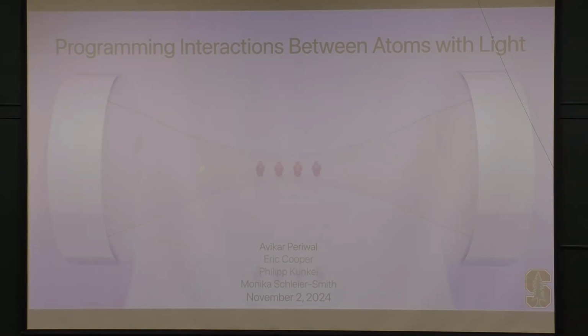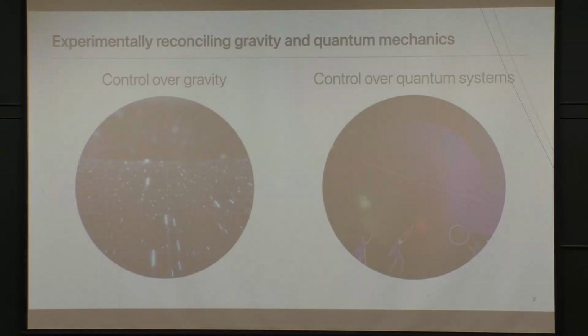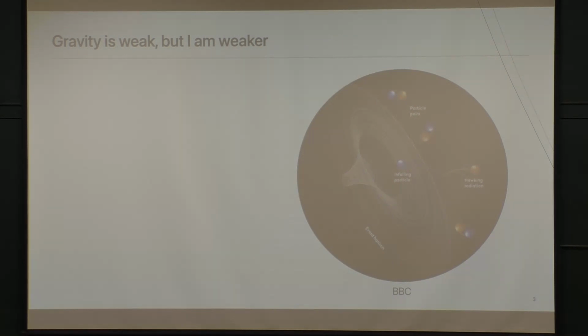So yeah, I'm going to talk about some work that I did in grad school with Smith, a few hours south of here. If you want to do some experiment trying to reconcile gravity and quantum mechanics, you'd want to have control over whatever gravitational fields are impacting the particles, and you also want strong control over the actual quantum system. But gravity is actually quite difficult to experimentally control, right?